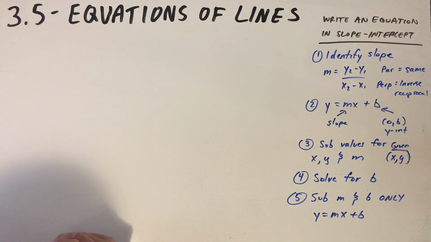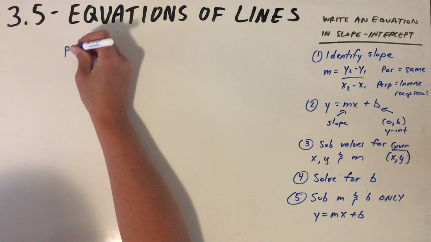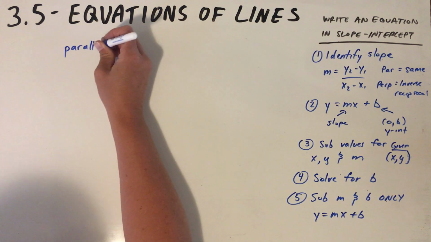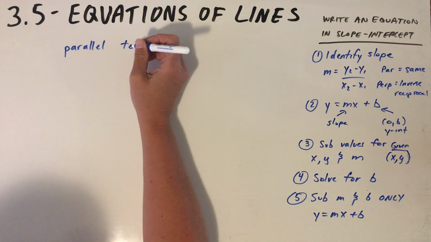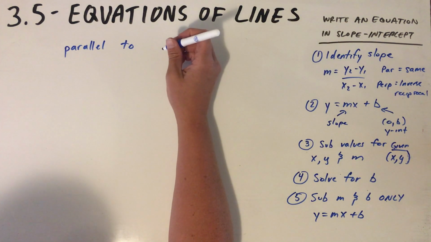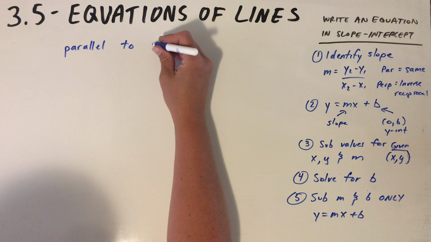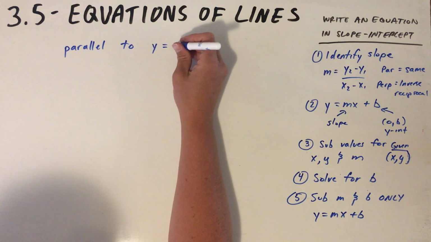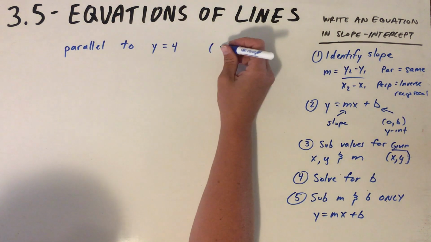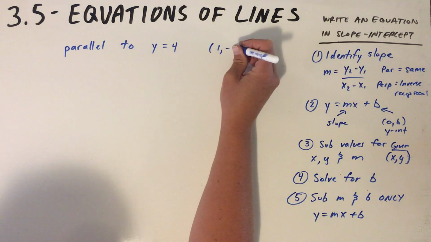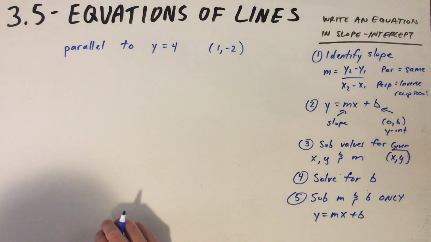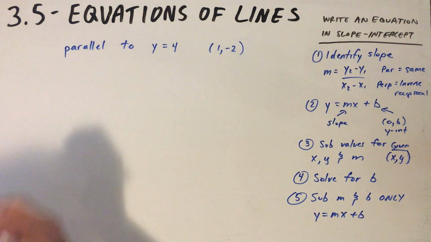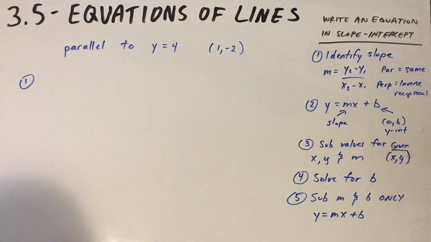All right, so next example. Let's write a line that is parallel to this line and passes through the point (1, -2). My first job is to identify the slope of the line that I'm looking for.